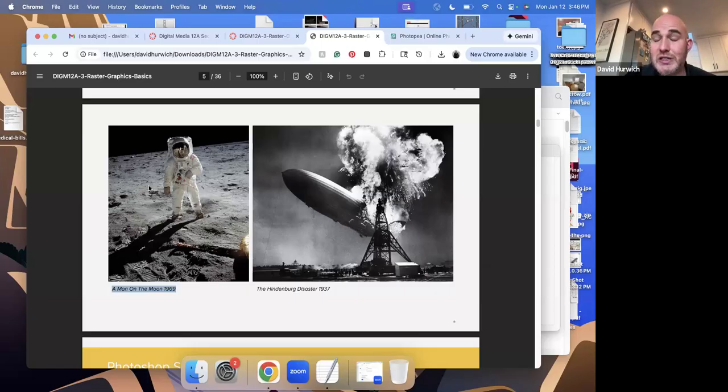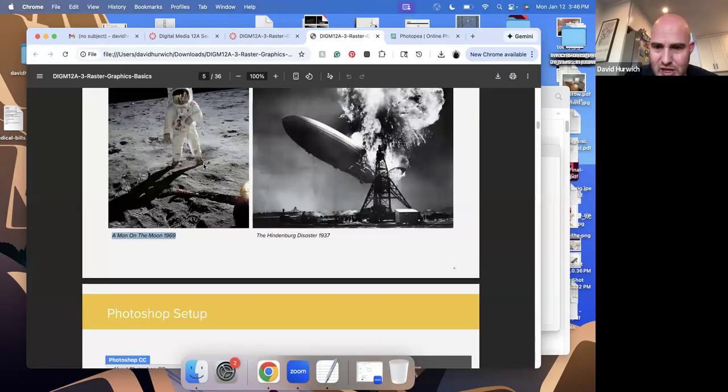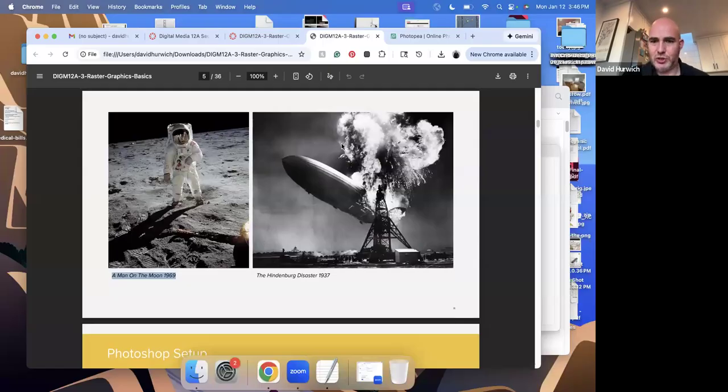Photography doesn't always have to be positive. Many people might argue that this is negative. This is the Hindenburg crash, 1937, not a natural disaster, but a disaster in the sense of a horrific thing happening, and this being documented with photography as opposed to just being written about in a newspaper article or something along those lines.